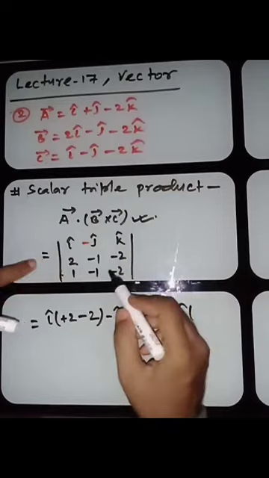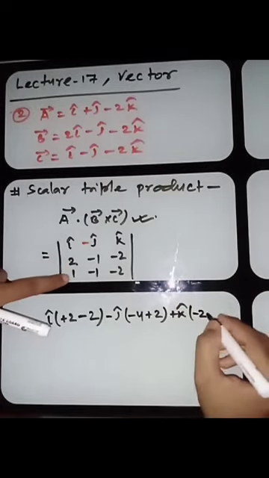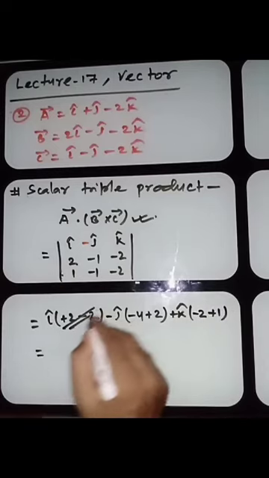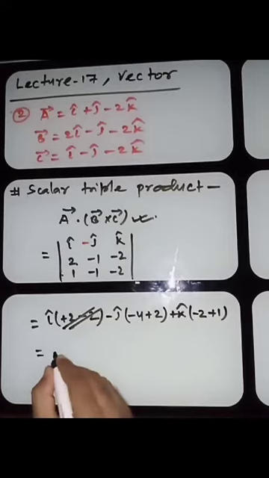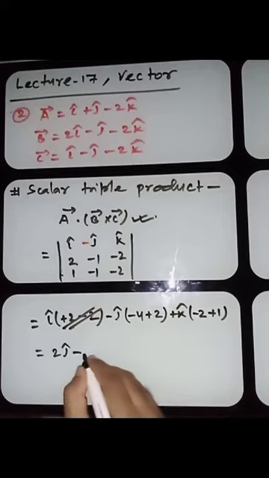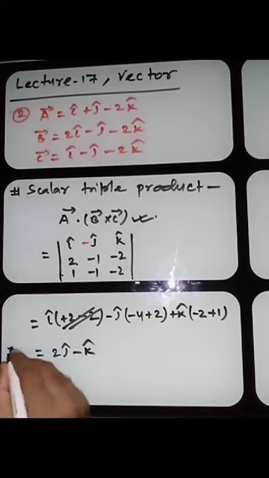Now you can see i is eliminated, minus 2 and plus 2. Now what is the answer? This will be 0i, and it is minus, minus 2, that is 2j, and minus k. I hope you understand, my dear student. This is B cross C. All right, this is B cross C.